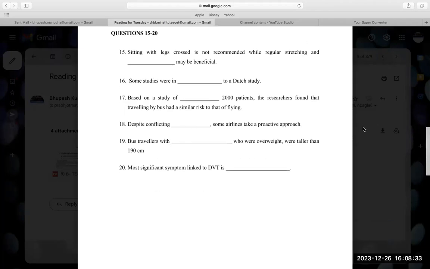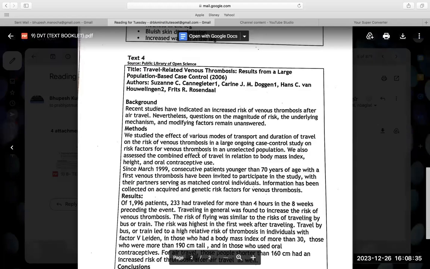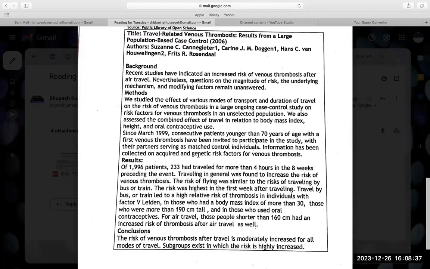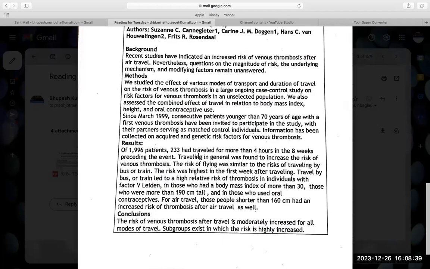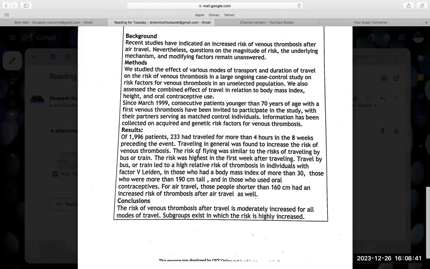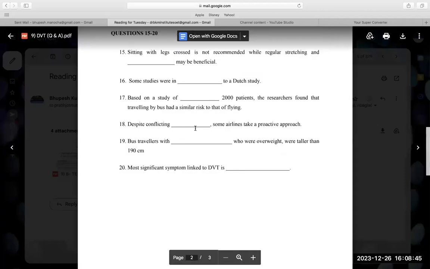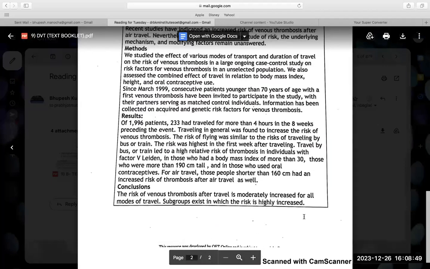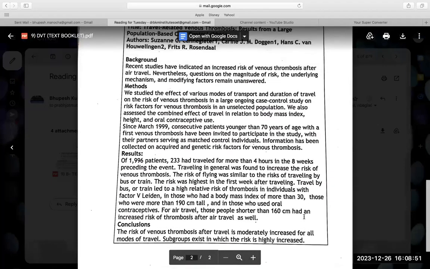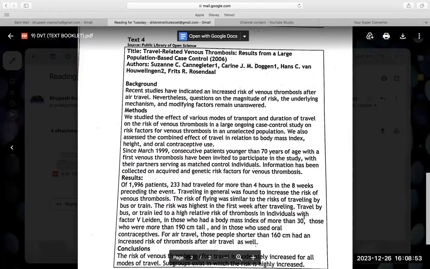Despite conflicting, some airlines take a pro. I could see the word evidence type words, despite conflicting studies, research. So I have to find the word. So despite conflicting types, some airlines have a proactive approach. Approach word is given somewhere. Approach word is given.